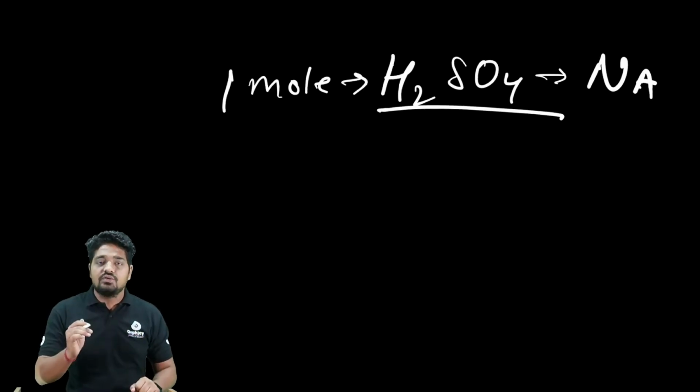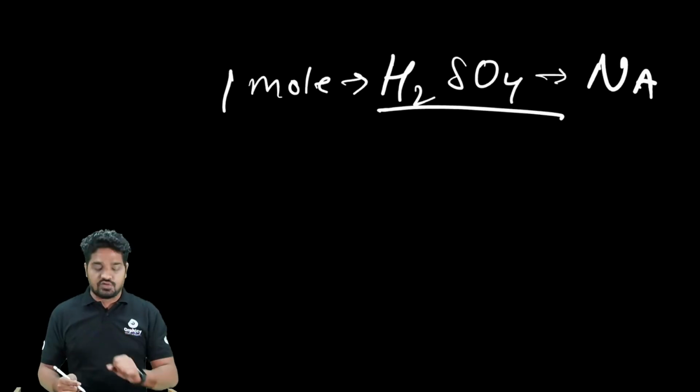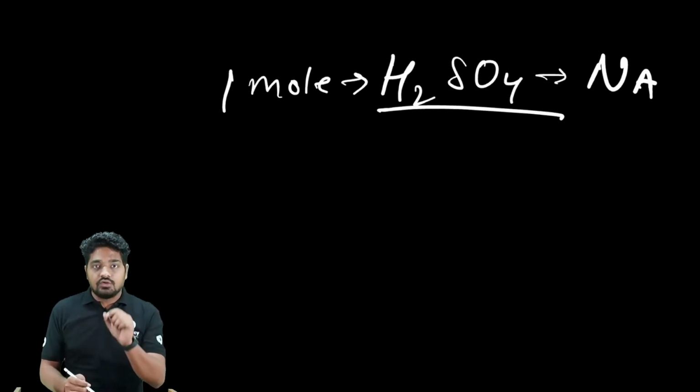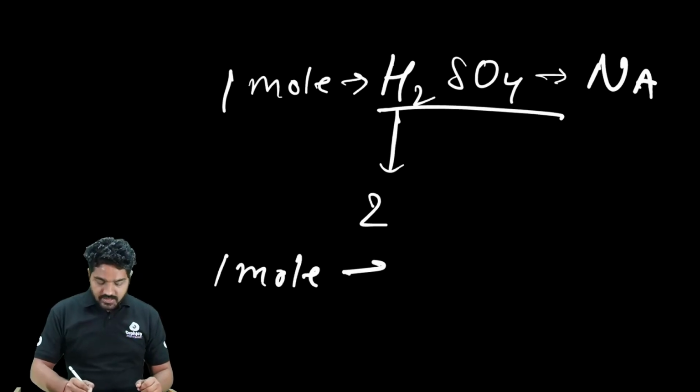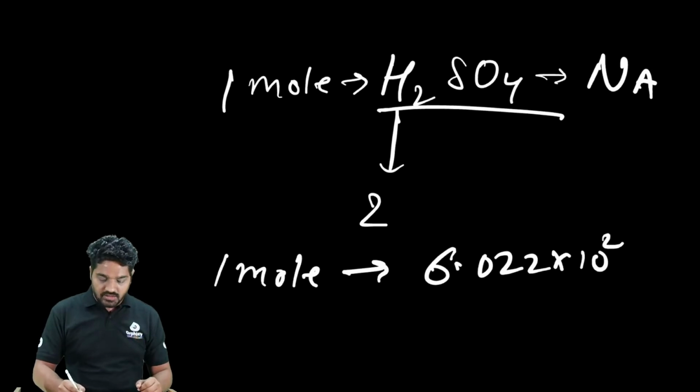But if I ask you the atoms of hydrogen present in 1 mole of H2SO4, so you have to calculate, you have to identify the atomicity. Here the atomicity of hydrogen is 2. All right. So 1 mole contains 6.022 into 10 raised to the power 23 hydrogen atoms, right.